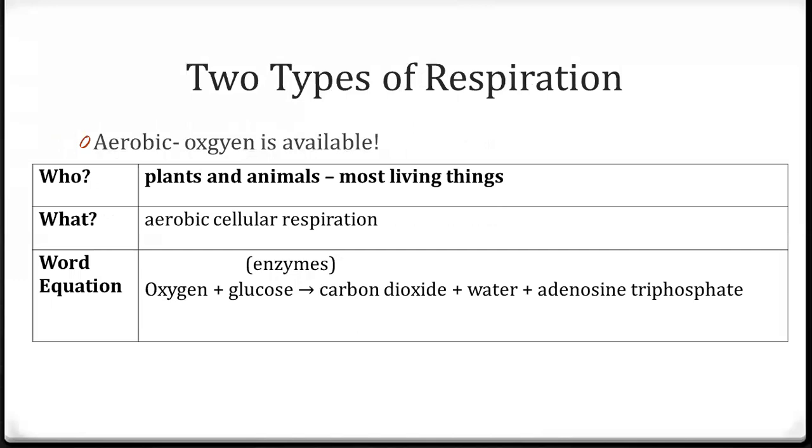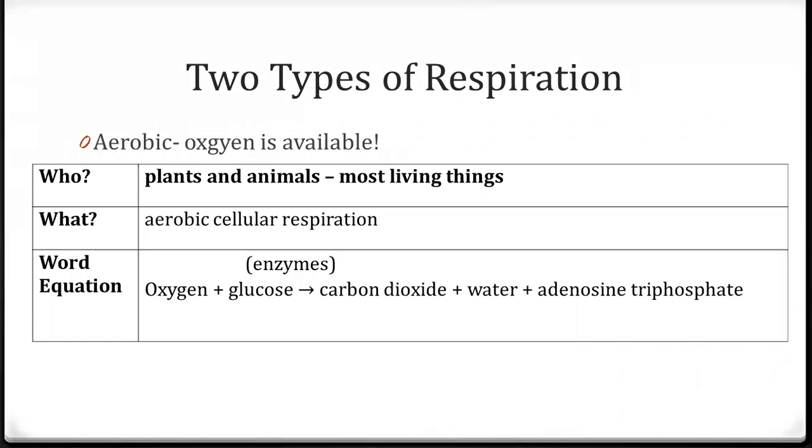There's the mitochondria. Okay, so there's 2 types of respiration. So the first one is aerobic respiration, which is like the normal one we talk about when oxygen is available. Plants and animals, most living things, use this type of respiration. So this is aerobic cellular respiration.